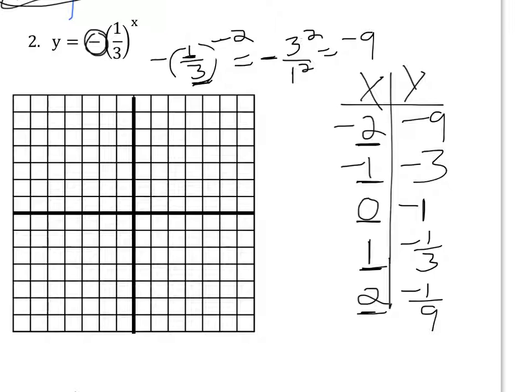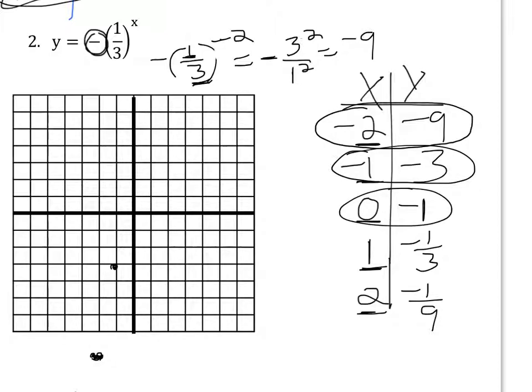So let's just graph these, see if it matches up with our original picture. Okay, -2, -9, I go to the left 2, and I go down 9, which is going to be off the chart a little bit, it's about right there. If I graph -1, -3, I go to the left 1, down 3, which is right there. 0, -1 is my y-intercept, I just go down 1. I have 1, -1/3, which is right about here. And then 2, -1/9, this is where it levels off.